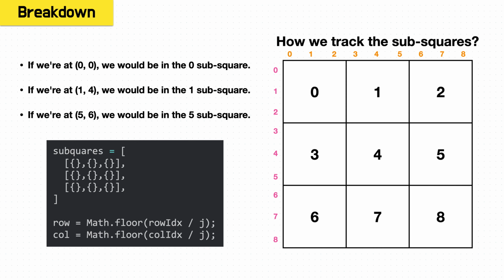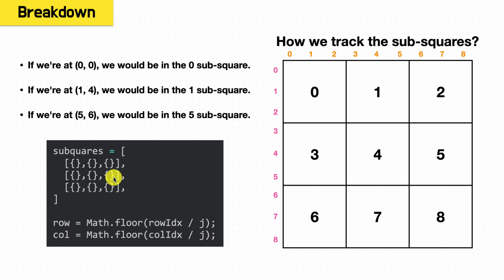So we can actually track this using another matrix, a matrix for subsquares. And we know this subsquare spans j values. So what we do is divide the index by j and then round down. So then anything 0 through 2 in a standard Sudoku board would round down to this 0 subsquare. But then if we look at 5, 6, 5 divided by 3 rounding down is 1. 6 divided by 3 rounding down is 2. So if we look at this matrix, that's 1, 2.